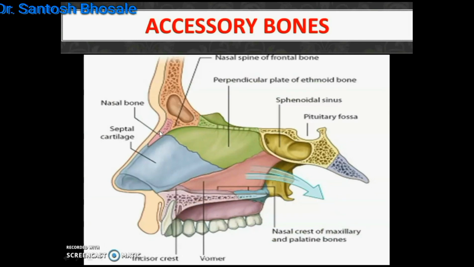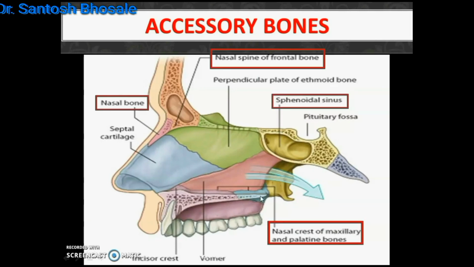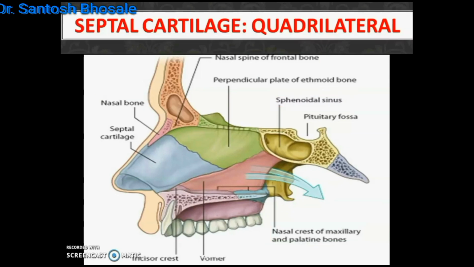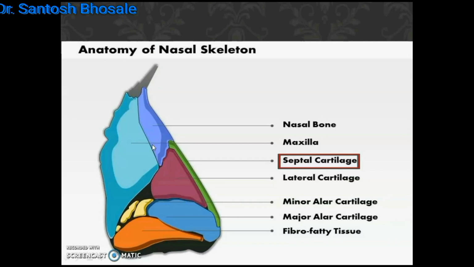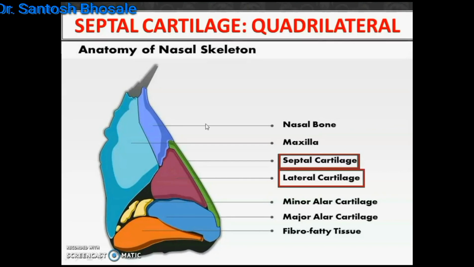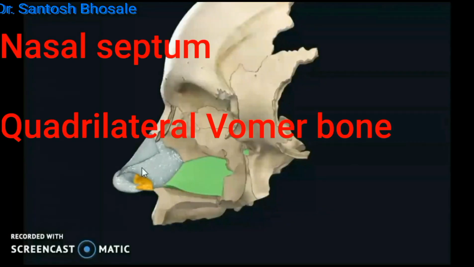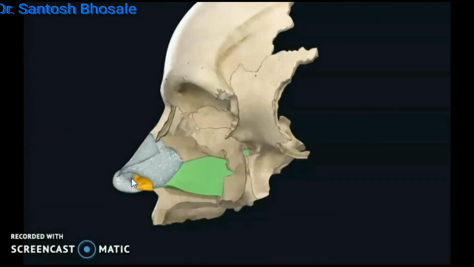Then coming to the accessory bones, these are 2 principal bones. Perpendicular part of ethmoid and vomer are principal bones. Accessory bones are palatine, maxilla, nasal bone, nasal spine of frontal bone, and sphenoidal bone. And coming to the principal cartilage involved in the formation of the nasal septum, that is septal cartilage. It is roughly quadrilateral, and you can see septal cartilage anterosuperiorly is related to the lateral nasal cartilage or upper nasal cartilage, and below with the superior process of the major alar cartilage.